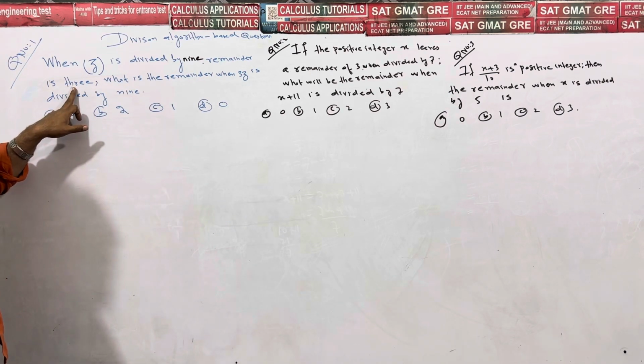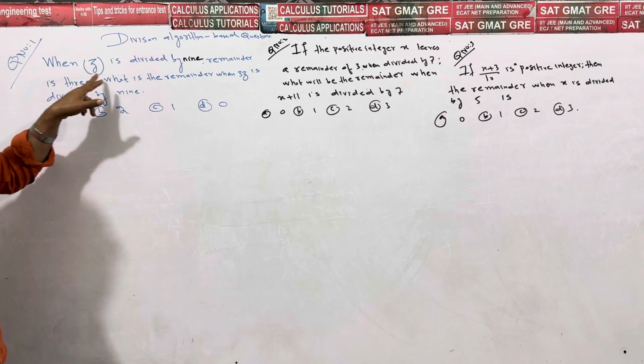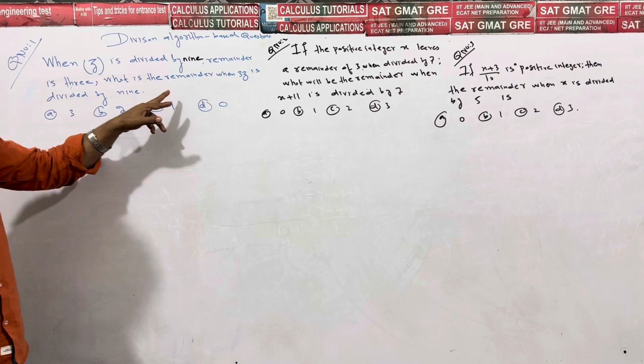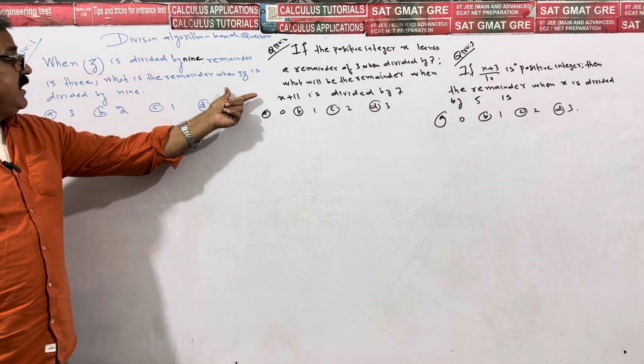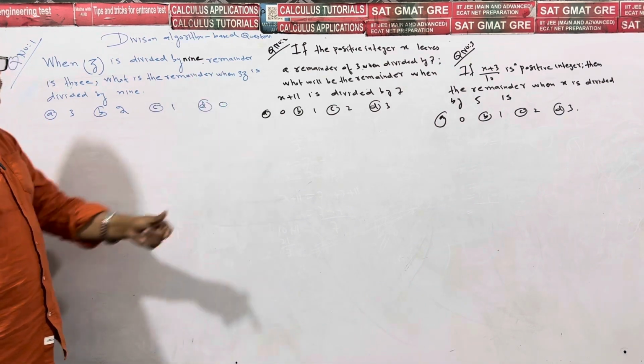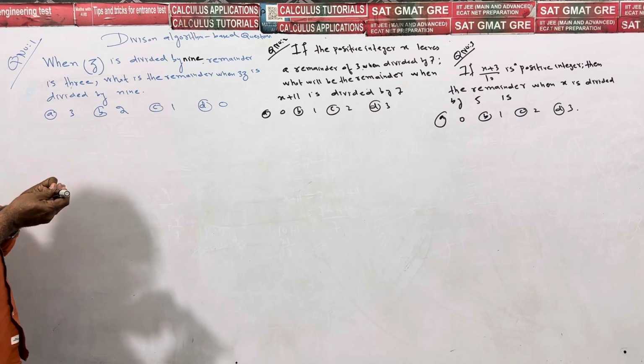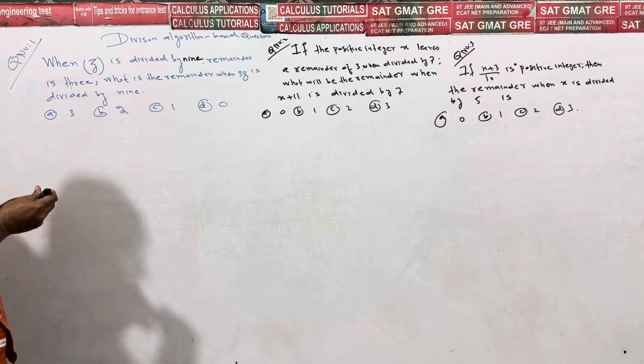z is any number, divided by 9, the remainder is 3. What is the remainder when 3 times z is divided by 9? How does the division algorithm work? Really very simple.